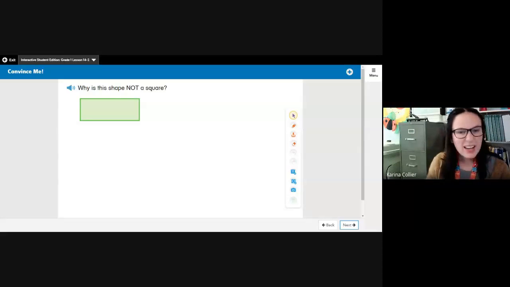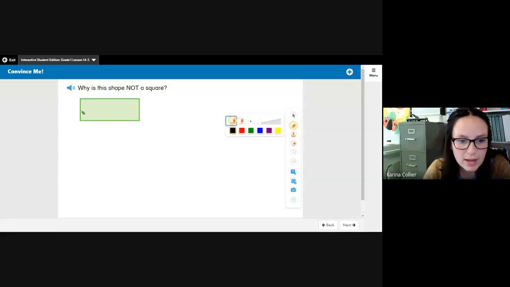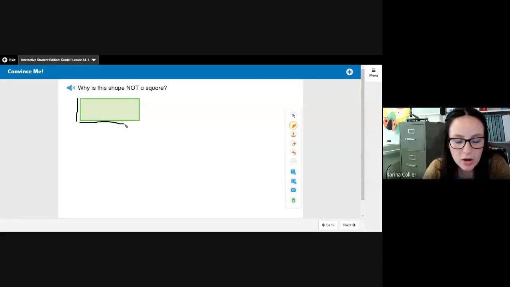So it says, convince me. Why is this shape not a square? So we just talked about how squares are just special rectangles. So when I see this shape here, let me get my marker. I know this is a rectangle. One, because it has 4 sides, but this side and this side are not the same length.